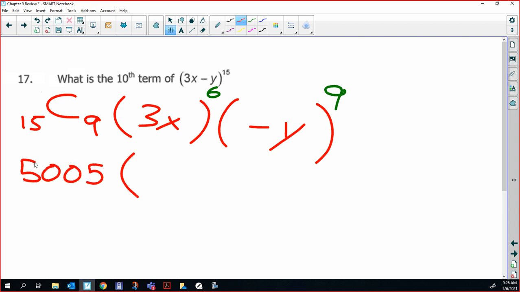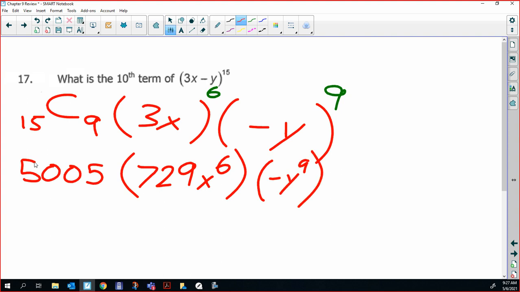Then we've got 3x to the 6th, which means we need 3 to the 6th and x to the 6th. 3 to the 6th is 729. You can use the calculator again. You've already used it once. You're allowed. And then negative y to the 9th will stay negative because it's an odd exponent.